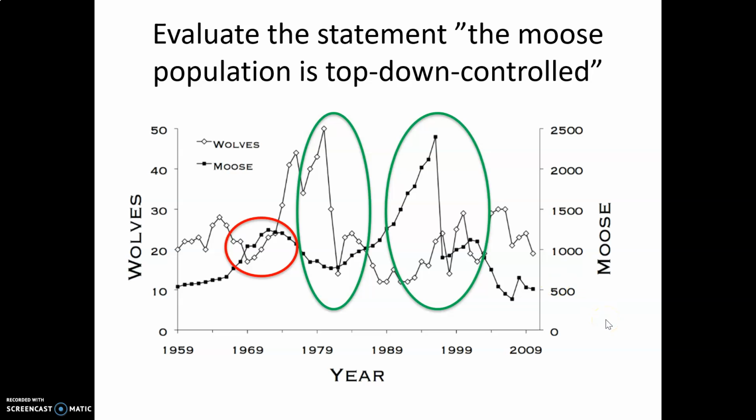Okay, so I have circled some things here in green and red, right? So my green circles are areas in the graph that I would say support the statement that the moose population is top-down controlled. So if we look at the graph here, we can see that there is a lot of wolves, at least here, right? And at the same time, the moose population is low. So this might indicate that when there's a lot of wolves, they would top-down control the moose population.